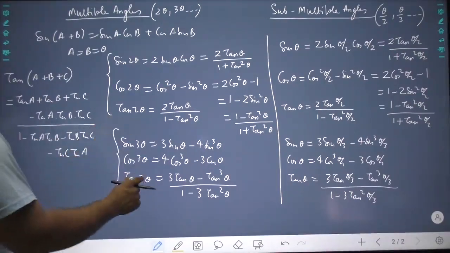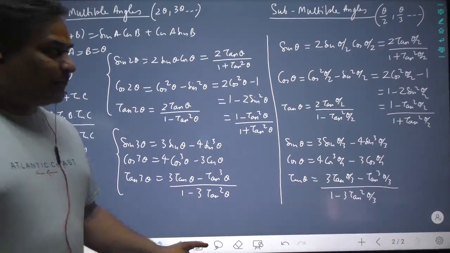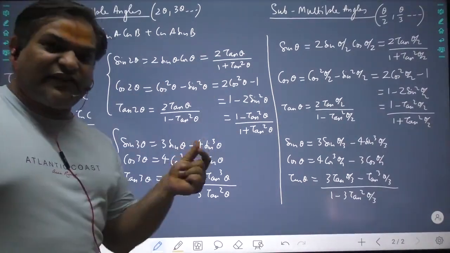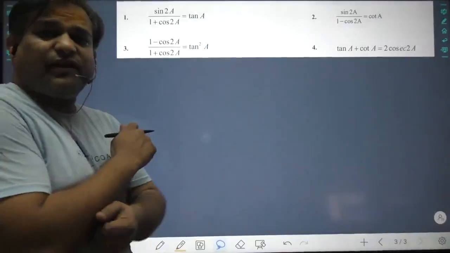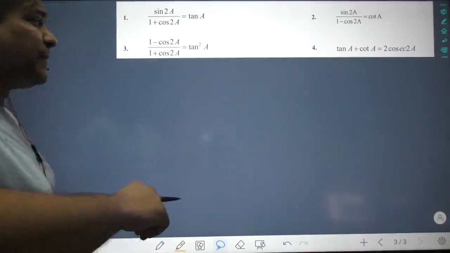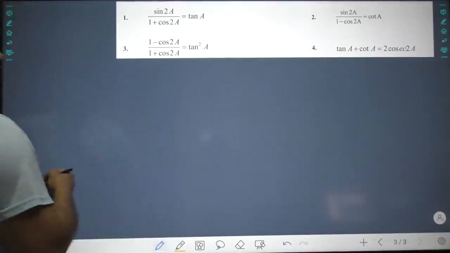See, the formula of tan 3 theta can be derived from here. If you put a, b, c all equal to theta, you will directly get tan 3 theta is (3 tan theta minus tan cube theta) upon (1 minus 3 tan square theta). Please write down all these formulas and then we are going to play with them. Please copy. Let us discuss some questions based on multiple and submultiple angle. Firstly, we are going to start with multiple angles.